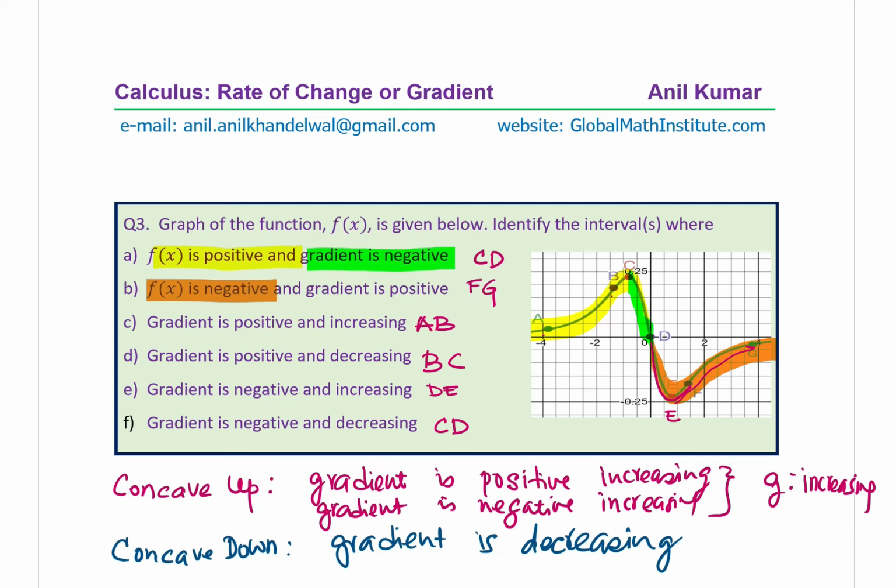If you want to find where the gradient is decreasing, that is the area where the gradient is decreasing, right? So it is not about negative or positive. It could be both negative or positive, but it should be decreasing. This is very important, right?